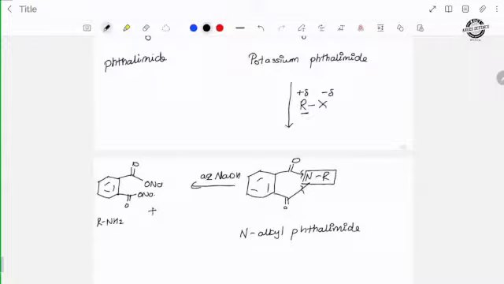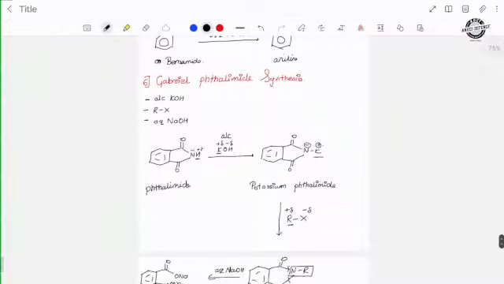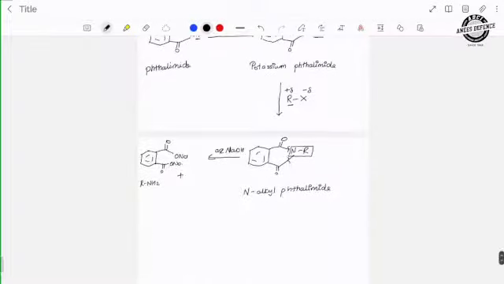One thing you might have noticed is that in all the six reactions of the preparation of amine, everything was primary amine. In Gabriel phthalimide also, you are going to get primary amine only. Okay, no secondary, no tertiary. You're getting only primary amines.